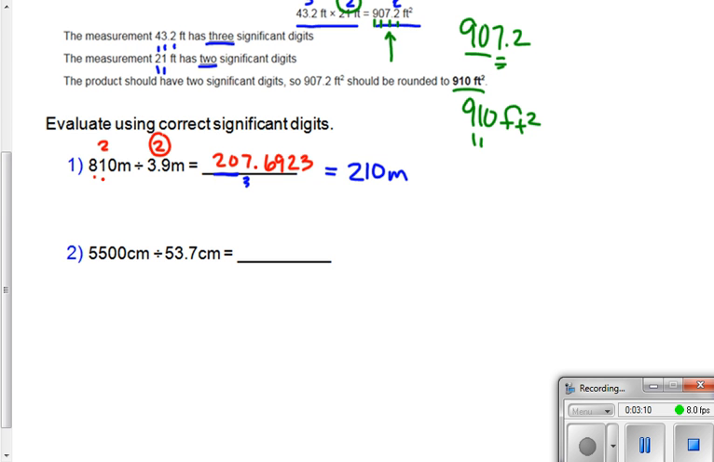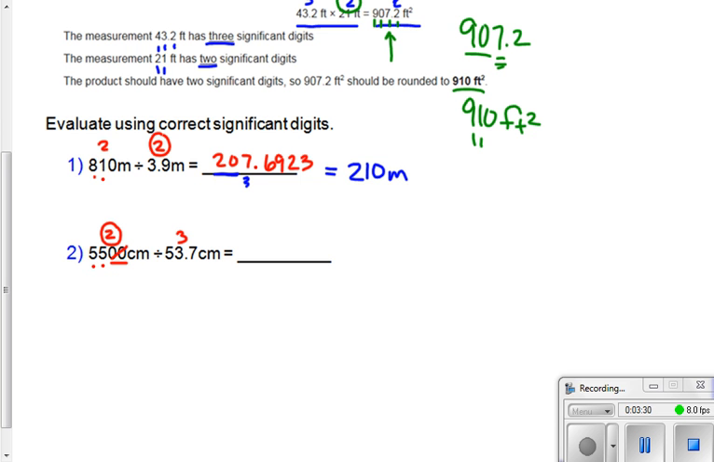Same scenario in 2. Determine how many significant digits here. Both non-zeros. These zeros are to the left of the decimal point, so these would not be significant. This would have 2 significant digits. 53.7 actually has 3 significant digits. So we would need to round to 2 significant digits.